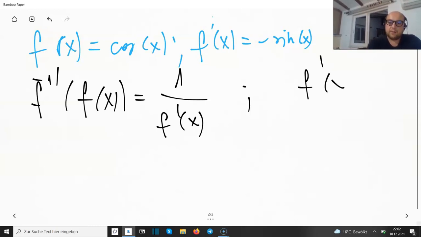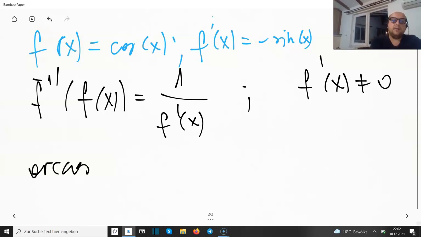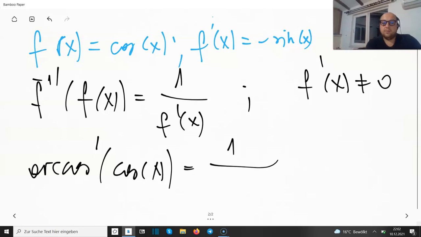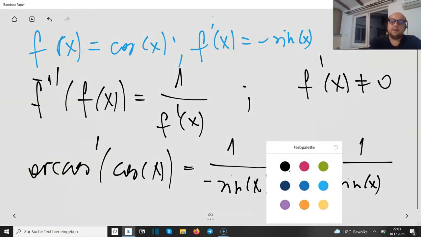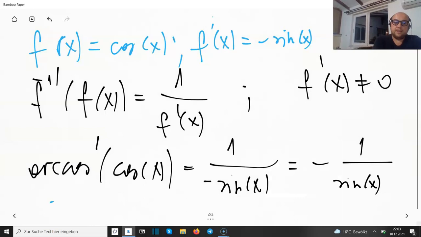assuming of course f prime of x is not 0, so everywhere it is 0 we should just take it out. Okay, so arc cosine prime at cosine of x is equal to 1 divided over, well, what is the prime? This is minus sine of x. And as you can see, we can bring the minus also in front of the fraction. That's nice. And now we are just rewriting it as square root of 1 minus cosine squared of x.